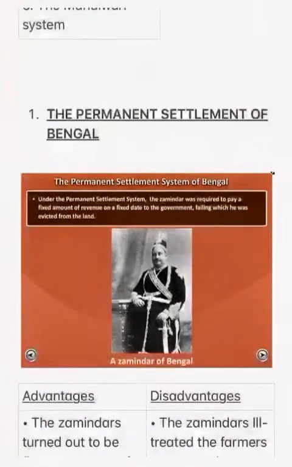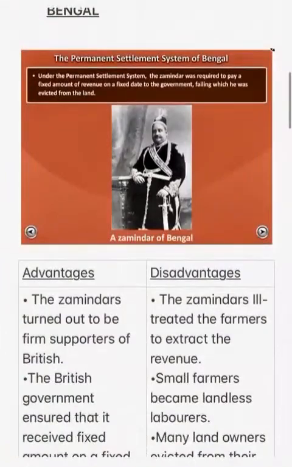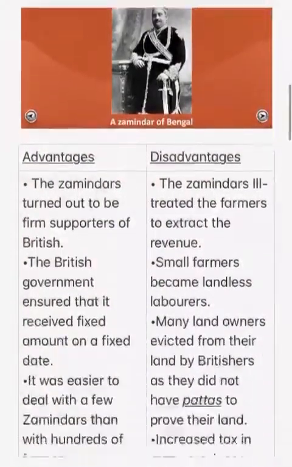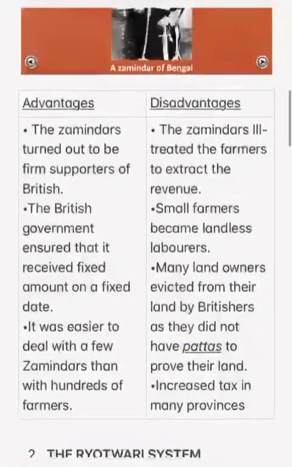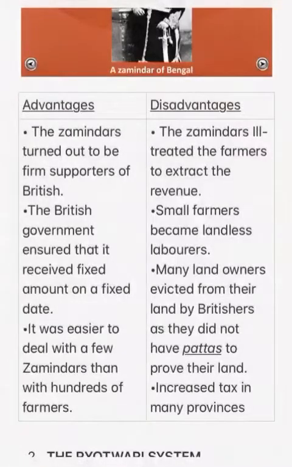Slowly, the Zamindars brought more areas under cultivation and made more money while they paid the same fixed amount to the company. Now, we'll see the advantages and the disadvantages of the permanent settlement system of Bengal. First, we'll see the advantages. The Zamindars turned out to be firm supporters of the British. The British government ensured that it received a fixed amount on a fixed date. It was easier to deal with Zamindars than with hundreds of farmers.